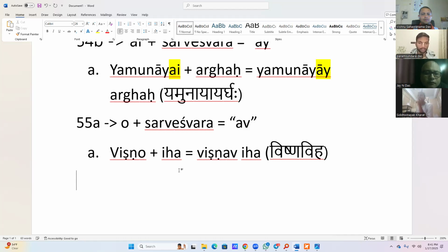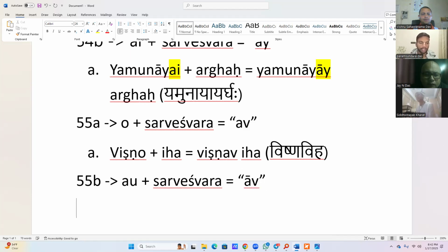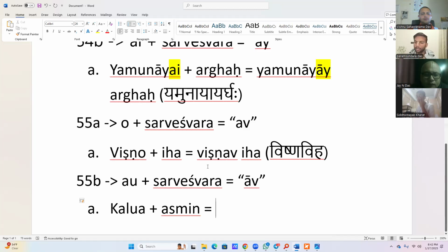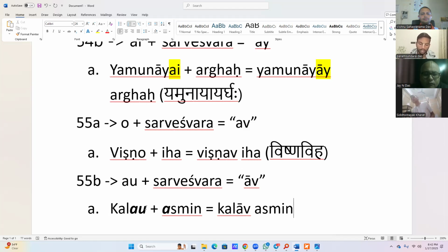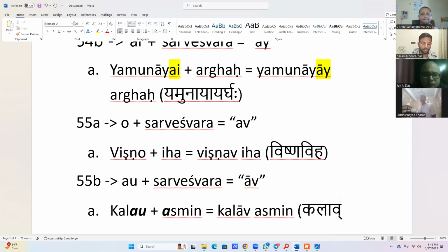And then the second part of the sutra says, if we have Au followed by any Sarveshvara, then Au will become Av. I'll give you an example from Bhagavatam. Kalau asmin yuge janaha. Kalau asmin. So we have Au followed by a Sarveshvara A. So Au becomes Av. So Kalav asmin. In Devanagari, Kala asmin.